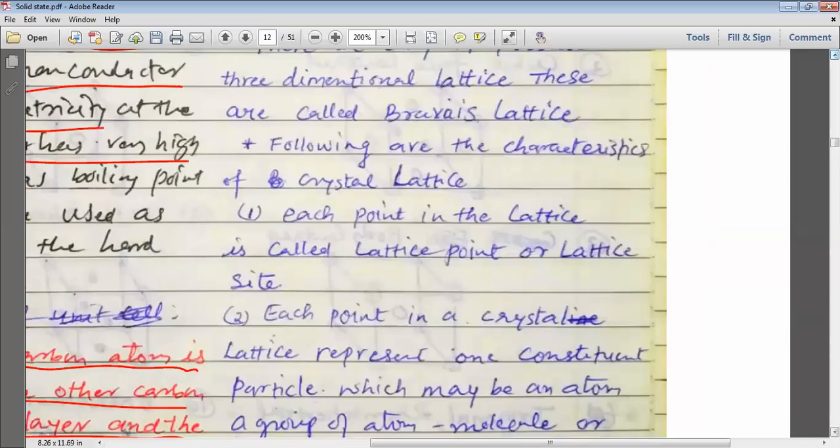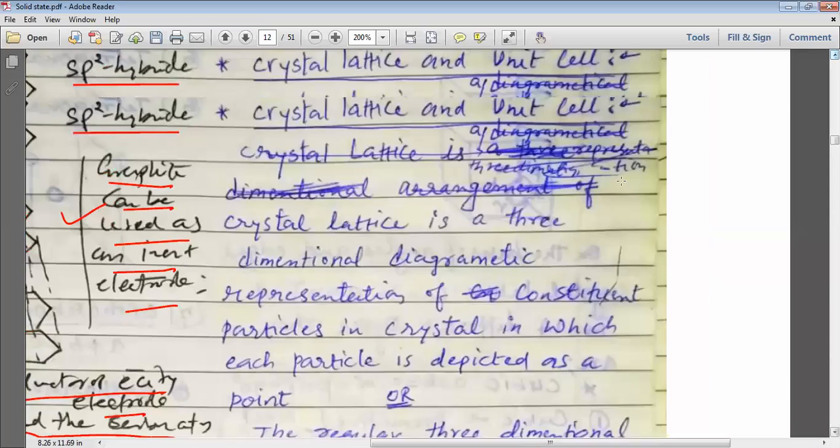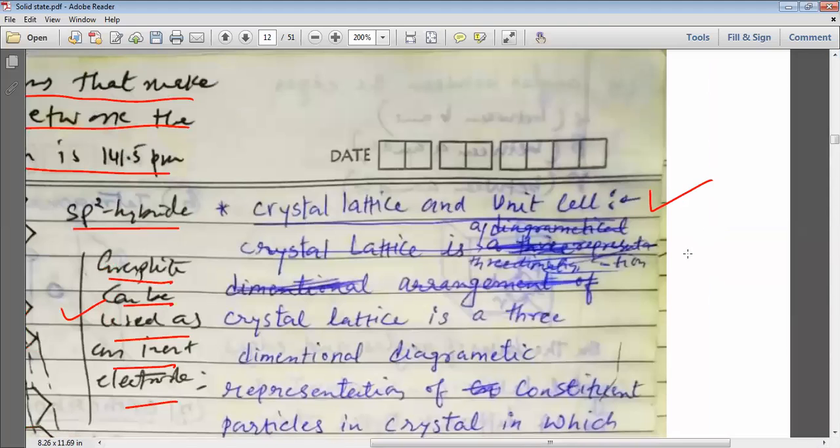Then, my dear students, we want to study about the crystalline solids and unit cells. That we will study in the next lecture. Now, if you have any doubt, you can ask me, or you can move to the next class.